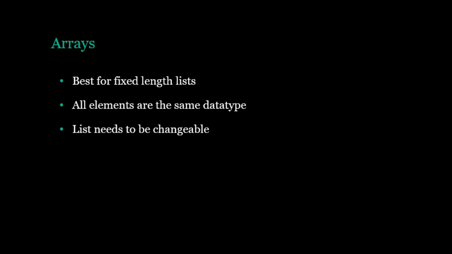An array is best for a fixed length list. All elements have to be the same data type, and it's good for a list where the items need to be changeable.